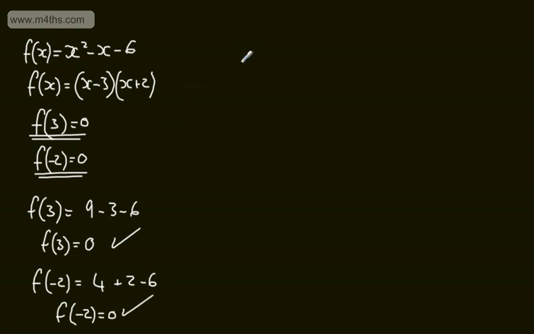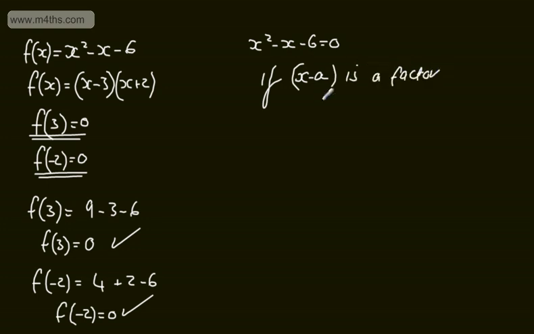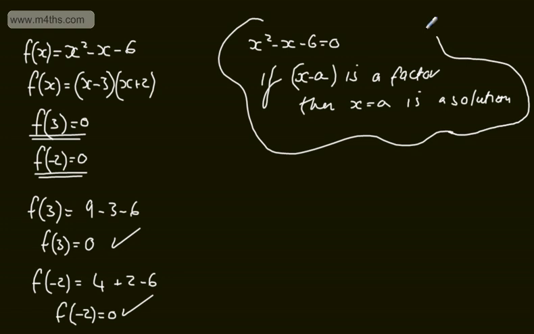So let's say we had a quadratic equation x squared minus x minus 6 is equal to 0. We can say now on this, if x minus a is a factor of this expression right here, then x is equal to a is a solution. So we can state, and just jotting this down, if x minus a is a factor of the equation above, then x is equal to a is a solution. And this is what we're going to use on our cubic equations later on. We know that's the case anyway, because we've solved lots of quadratics in the past.